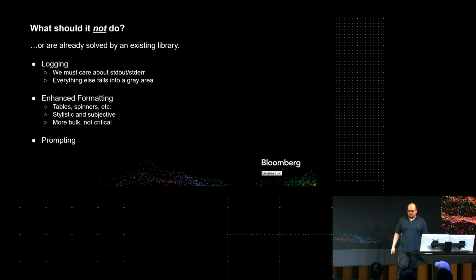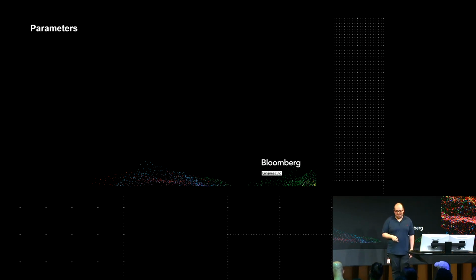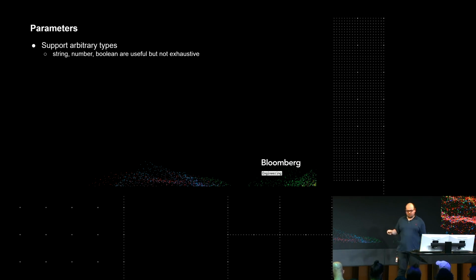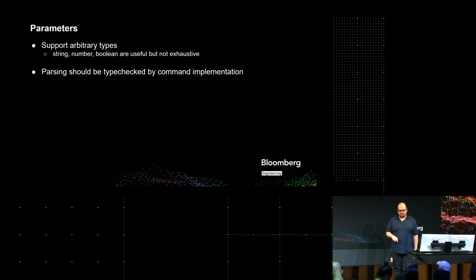And prompting. If you want to ask the user for some input, we recommend using Inquirer with an E, not an I. There are actually 2 packages that do this. Inquirer is a lot better than Inquirer. Side note. OK, so let's get on to parameters. We want to support arbitrary types. So string, number, Boolean, this stuff, not exhaustive. We should also make sure that the parsing gets type checked by the command implementation, not the other way around.